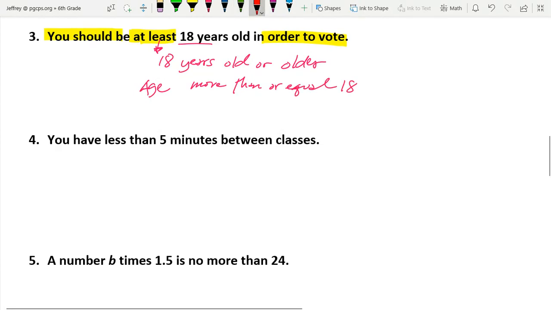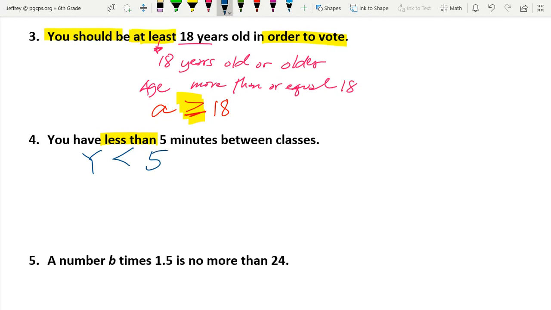So how should we write that out? Let A represent your age. Your age should be more than or equal to 18 for you to vote. Now, number 4, you have less than 5 minutes between classes. So that's pretty easy. Less than is this symbol, points to the left. So you have less than 5 minutes between classes. So you have 4 minutes, 3 minutes, 2 minutes, or 1 minute between classes.